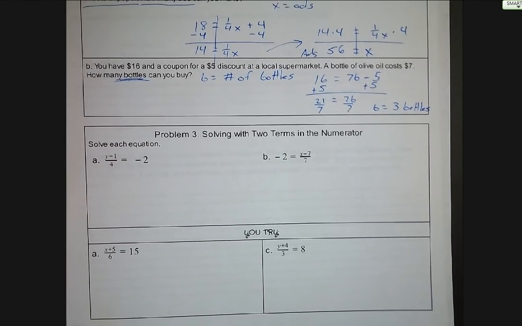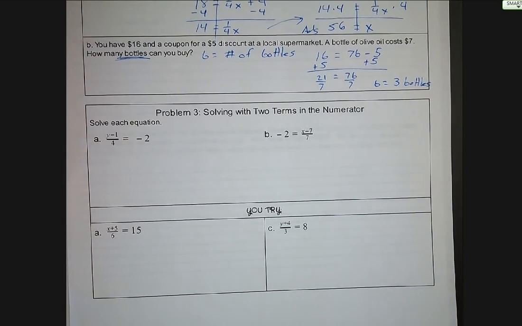All right. Problem number 3, solving with 2 terms in the numerator. Now, this is the one time that using SADMEP is not going to be what we want to do. The first thing we want to do is take care of that fraction and get rid of it, because the entirety of y minus 1 is being divided by 4. So we're going to multiply both sides of the equation by 4.